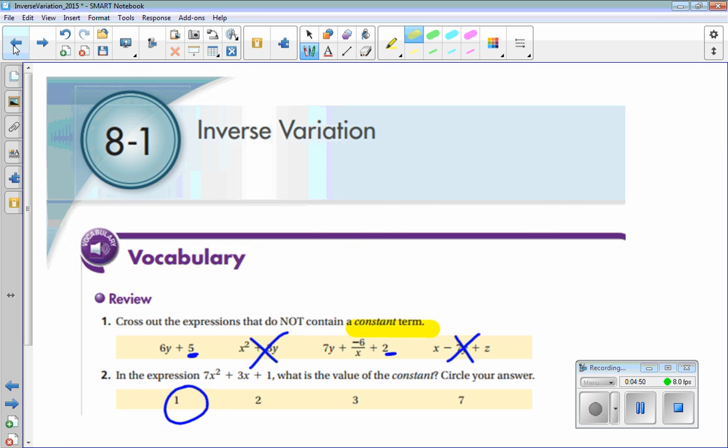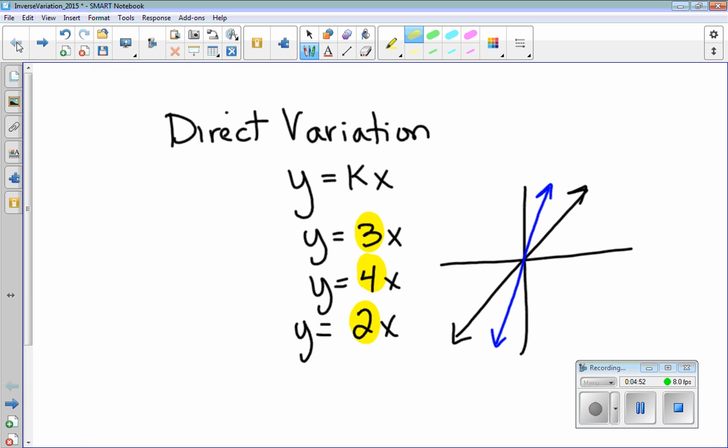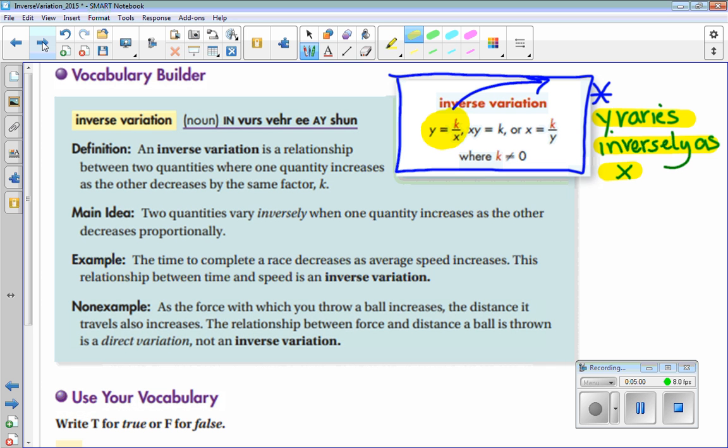It would be y equals kx. Notice the difference. If it says y varies directly as x, it's y equals kx. If it says y varies inversely as x, it's y equals k divided by x. Okay, the word directly, the word inversely just means two different formulas, that's all. Okay?